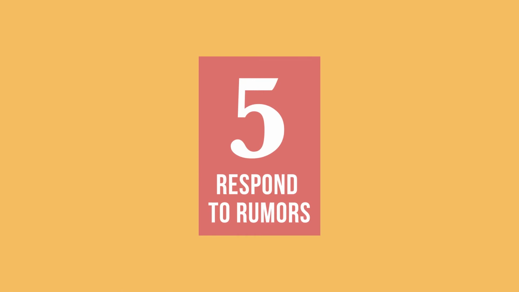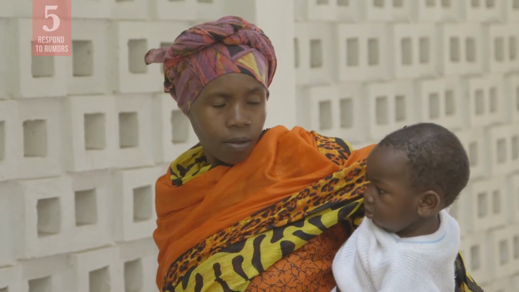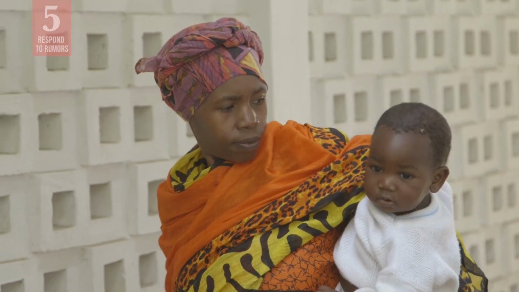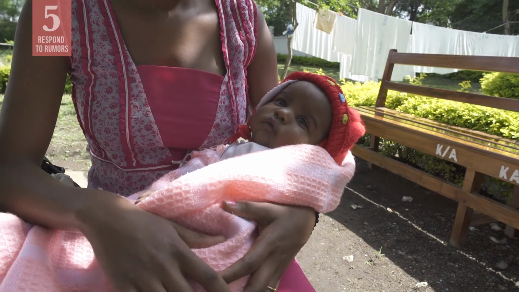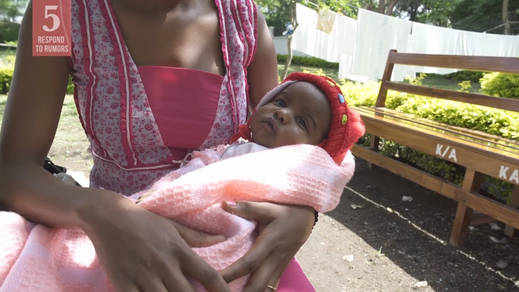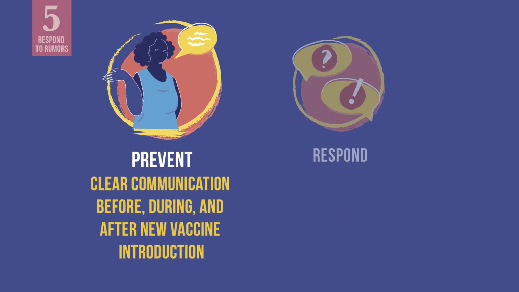Finally, prepare to respond to rumors. New vaccines can be subject to rumors and misunderstanding. This could damage the confidence of caregivers and healthcare workers in the vaccine and decrease vaccination rates. It is important to have a plan in place to prevent rumors from happening and to respond to any that may occur. The best way to prevent rumors from happening is through clear communication before, during, and after a new vaccine is introduced.